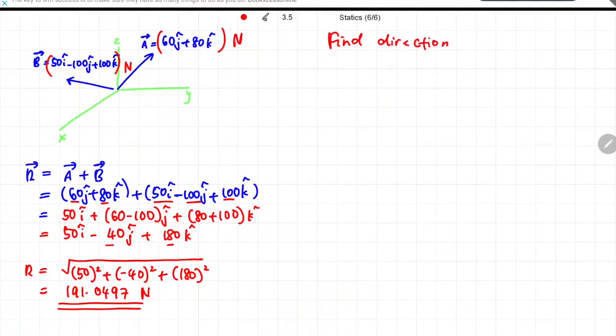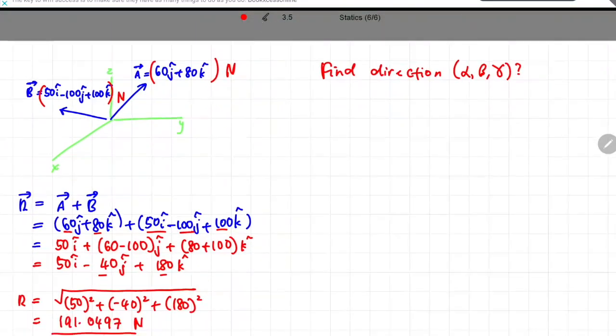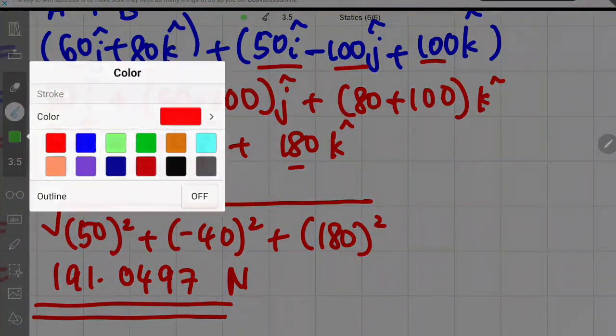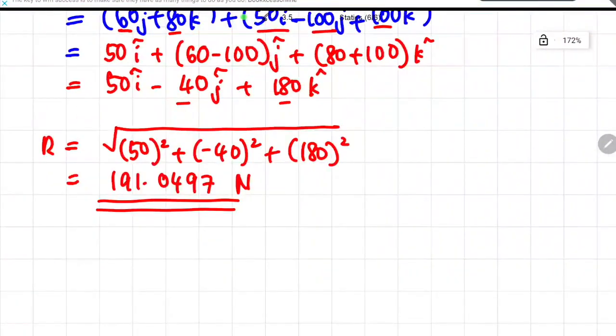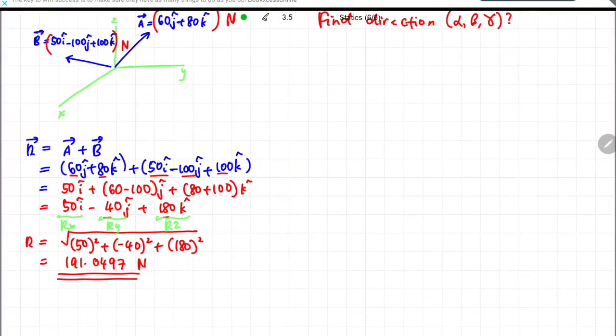Okay, for the second question, dia tanya the direction of the resultant vector. So you have to know what is the alpha, the beta and the gamma of the resultant vector along the x, y and also the z axis. Lah ni kita tahu from our resultant Cartesian vector, this 50 would be our Rx, this negative 40 would be the magnitude of Ry and this 180 would be the magnitude of our Rz. We can use this information to calculate the direction angle.